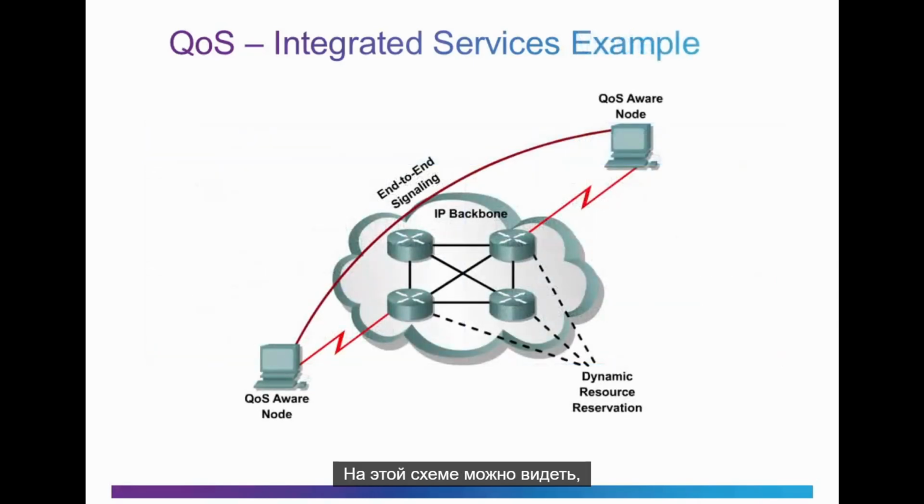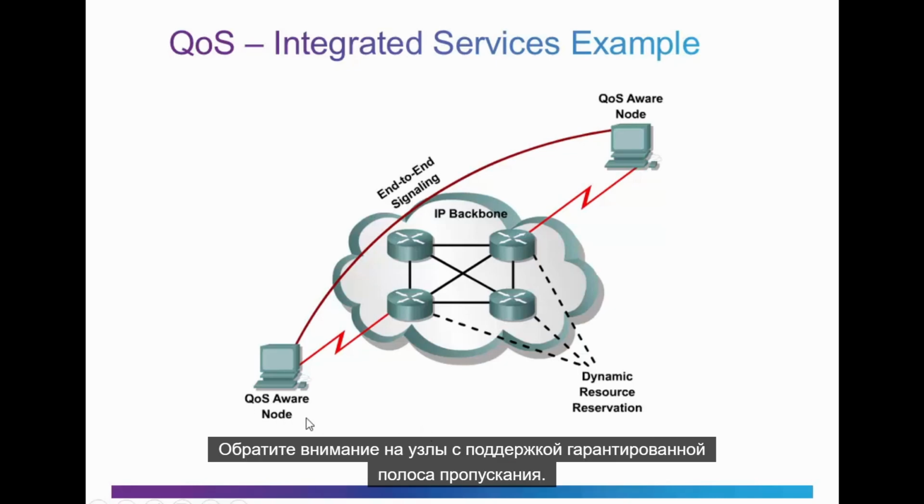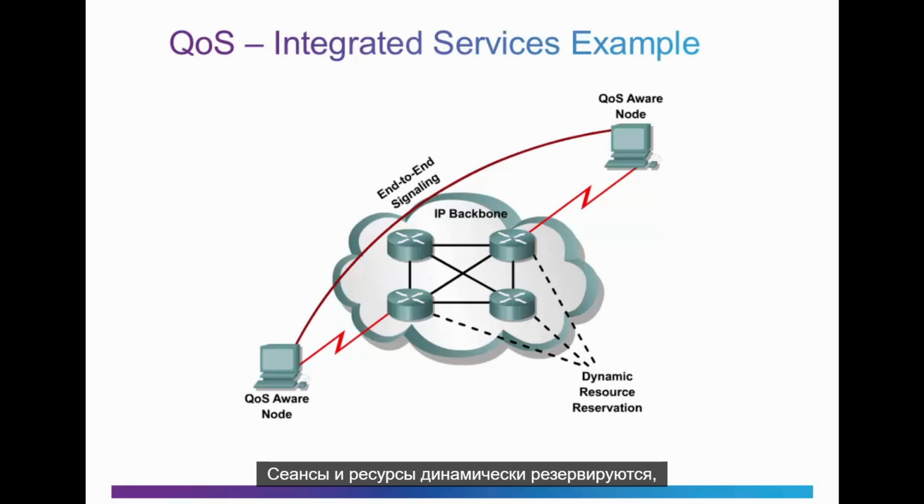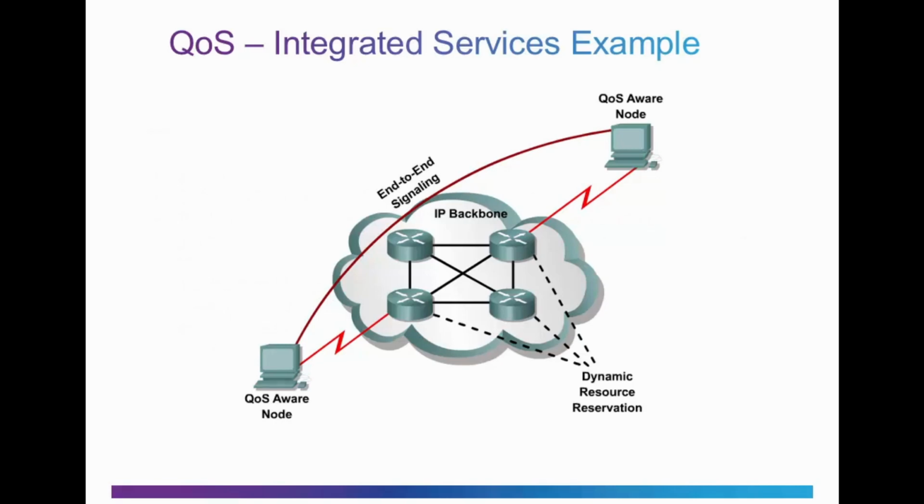Looking at this diagram, we can see that end-to-end signaling is required in the integrated services model. RSVP is implemented on the routers within the network and can be implemented on the hosts as well. Notice the QoS-aware nodes. Sessions and resources are dynamically reserved, one flow at a time.